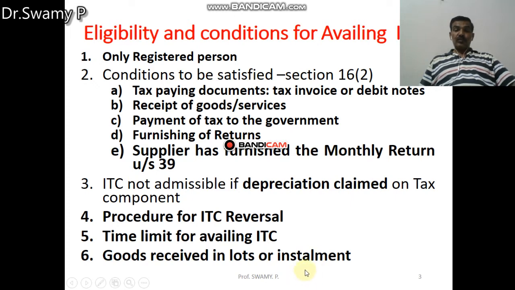The next point is goods received in lots or installments. What is the due date or what are the conditions? In case the goods against an invoice are received in different lots or installments, the registered person shall be eligible for input tax credit only after the last installment or the last lot of goods is received. This is an important aspect.